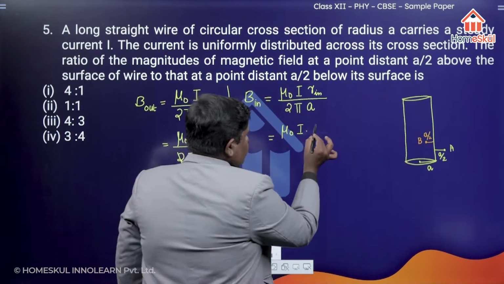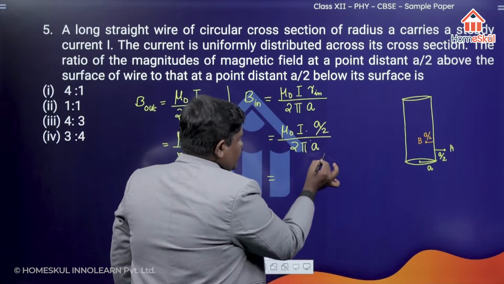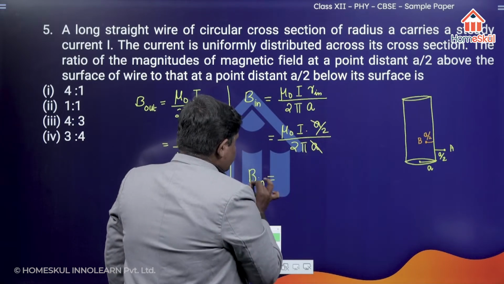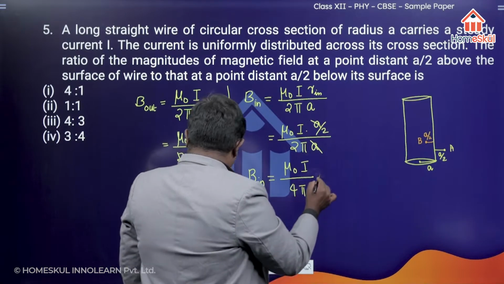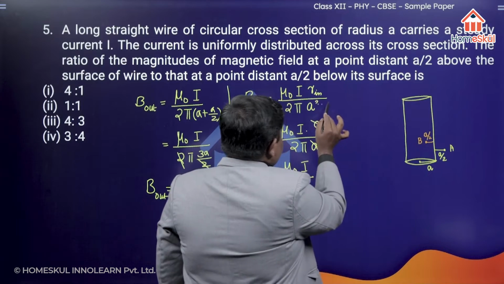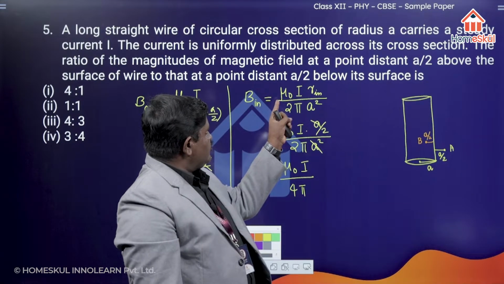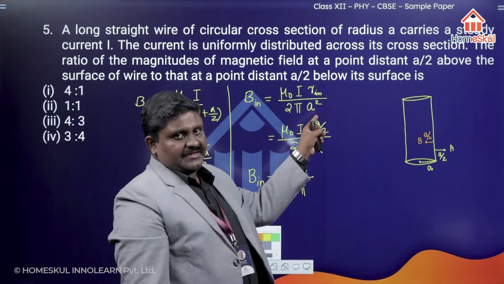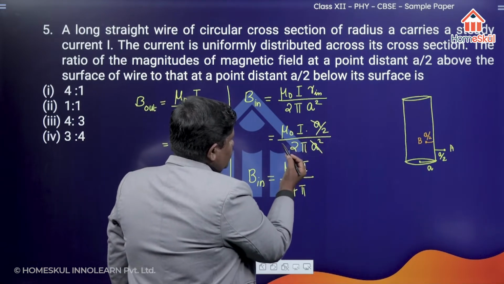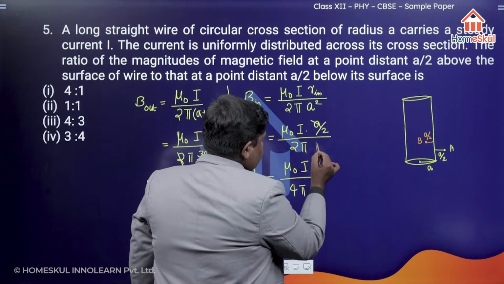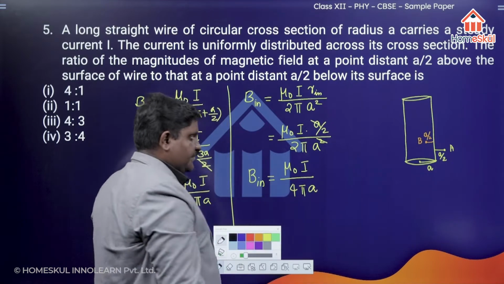That is A by 2. So we have to write it as A by 2 by 2 pi A itself. That is equal to A, and A gets cancelled. We get B in is equal to mu 0 I by 4 pi. Here there is a square term also. So B in equal to mu 0 I R in by 2 pi A square. Therefore we get mu 0 I A by 2 divided by 2 pi A square. Instead of A square, one square will be cancelled. Therefore we get 4 pi A.